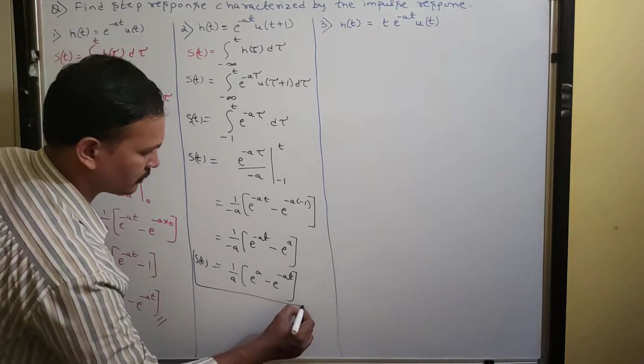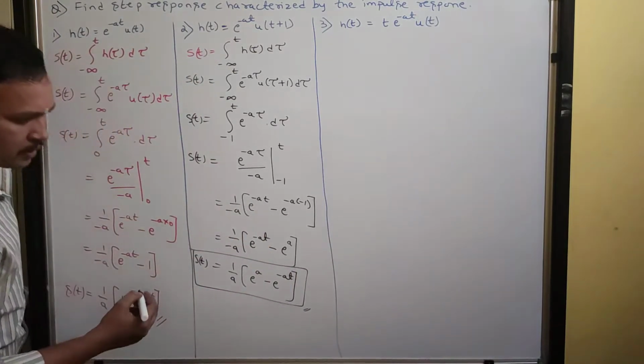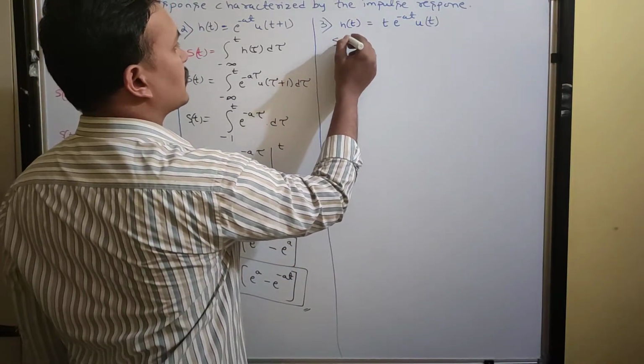This is the step response for the given characterization by impulse response. Okay, understood guys? Next, question number 3. Again you write the formula.